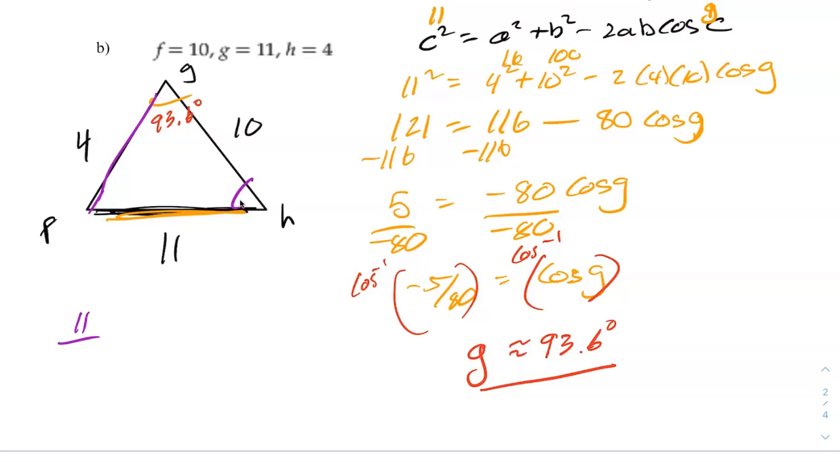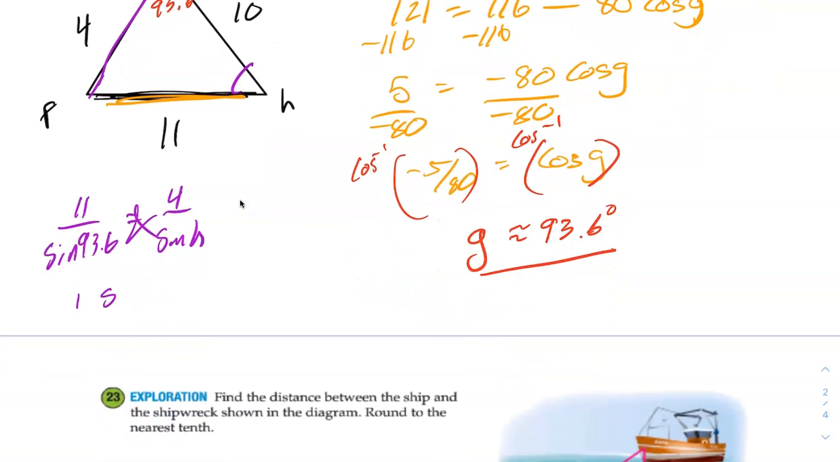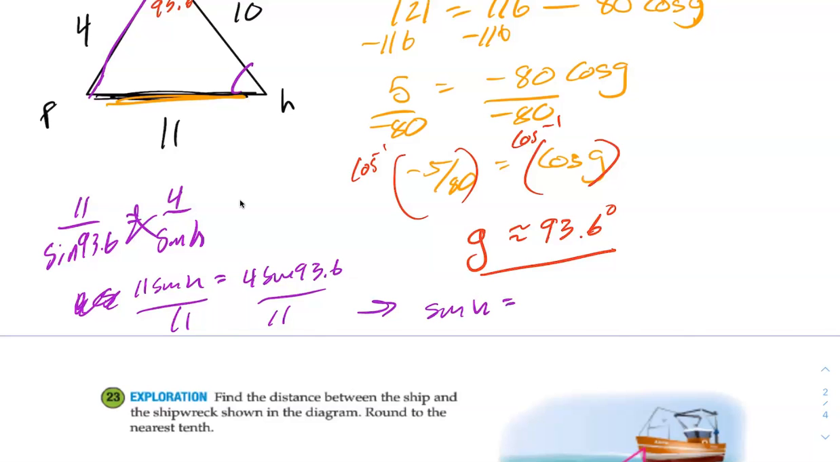I have 11 over sine of 93.6 equals 4 over sine of H. Cross multiply. I get 11 sine of H equals 4 times sine of 93.6, divided by 11, and I get sine of H equals some decimal, about 0.3627. Inverse sine both sides, and you get H is approximately 21.269. We'll just say 21.3.